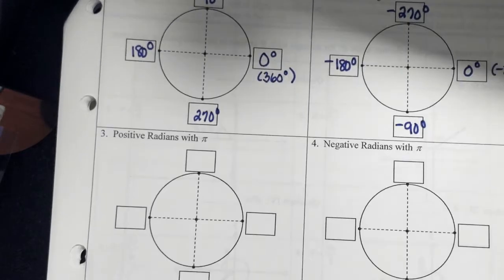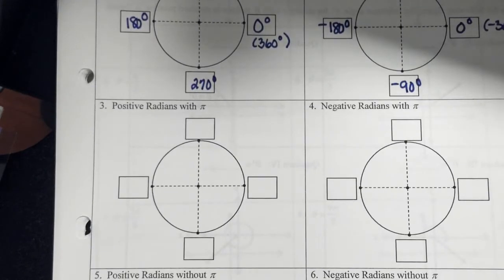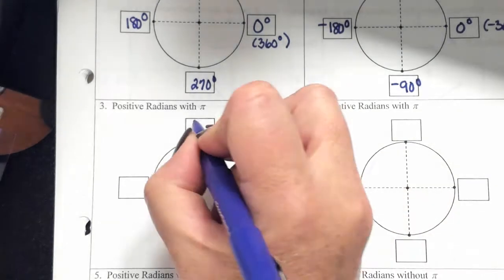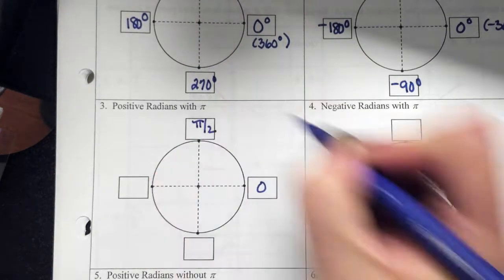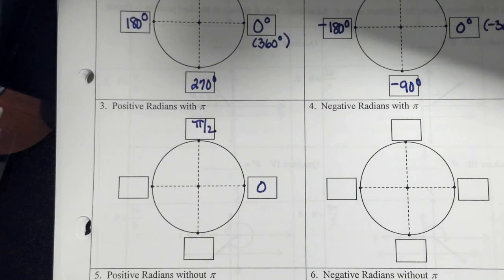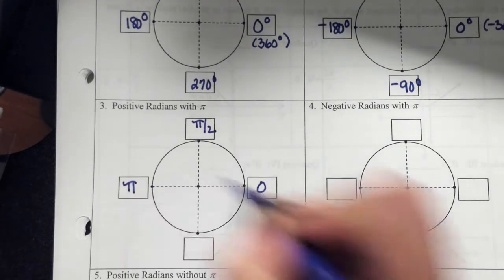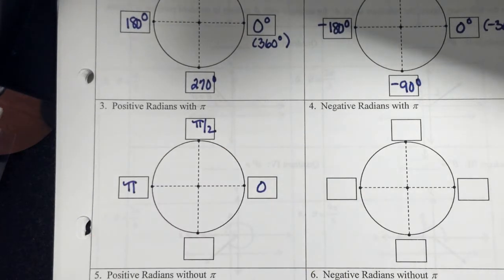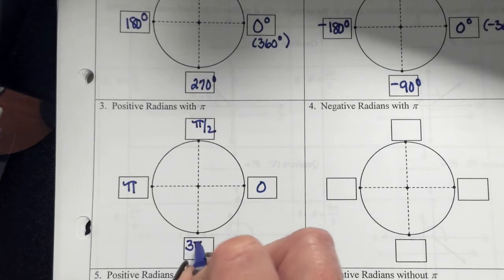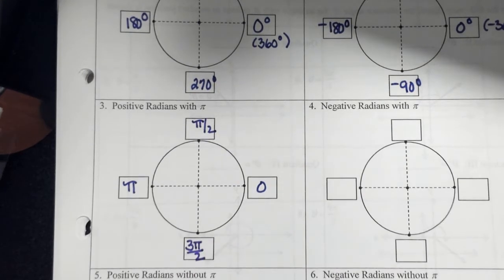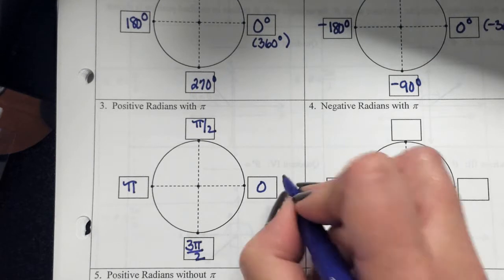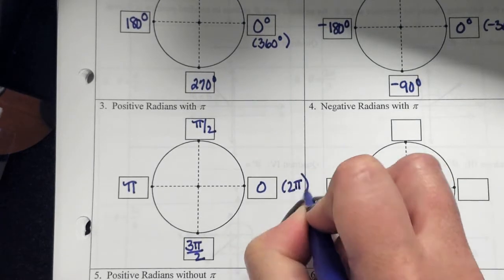In radians, if you're dealing with positive radians, here's your 0 radians. Here's half a pi, or pi over 2. Here's a whole pi. Here's 1½ pi, or as an improper fraction, 3 pi over 2. And then one complete revolution would be a complete 2 pi.